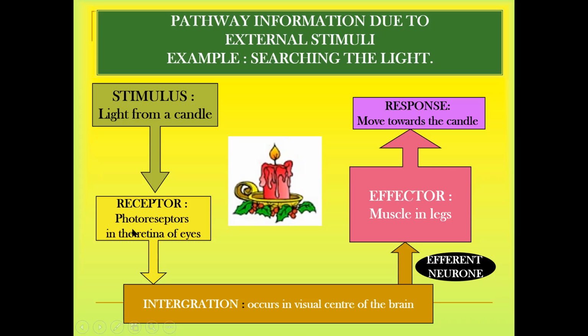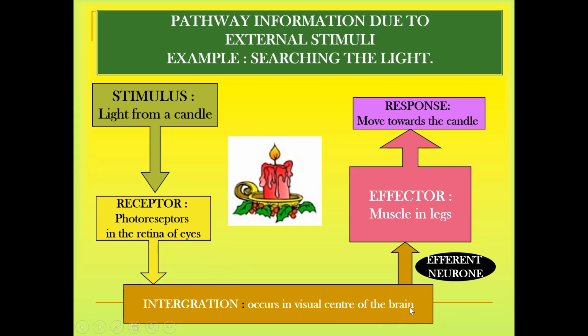This receptor will send the nerve impulse to the brain. To the brain using what? Using afferent neuron. Here actually it should have afferent neuron. I don't know why in this slide afferent neuron suddenly doesn't appear. So here should be afferent neuron.